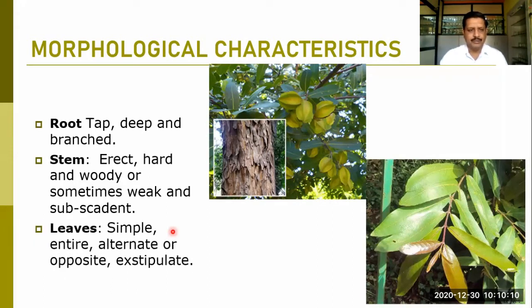Leaves are normally simple. They are entire, alternate, or maybe opposite in some genera, and they are normally exstipulate. So stipules are absent in this family.